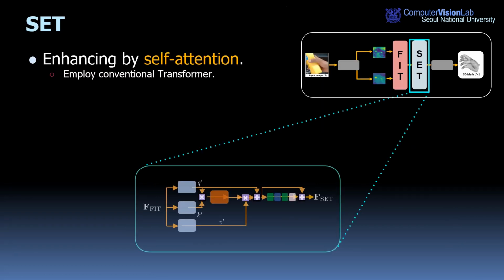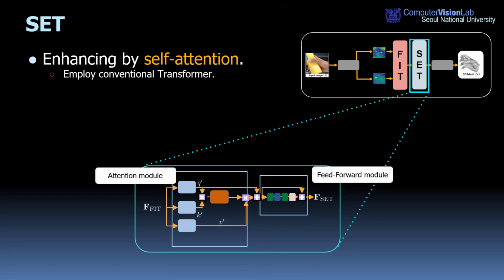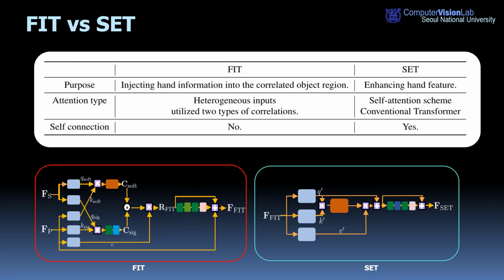Different from FIT, our SET enhances the injected features from FIT. As we employ a conventional transformer with an attention module and feed-forward module, we will skip it. Comprehensively, different from the conventional transformer, FIT injects features, and the heterogeneous inputs are fed into the softmax-based and sigmoid-based attention modules to generate a feature rich in information about only the hand. To inject features, we do not use self-connection in FIT.